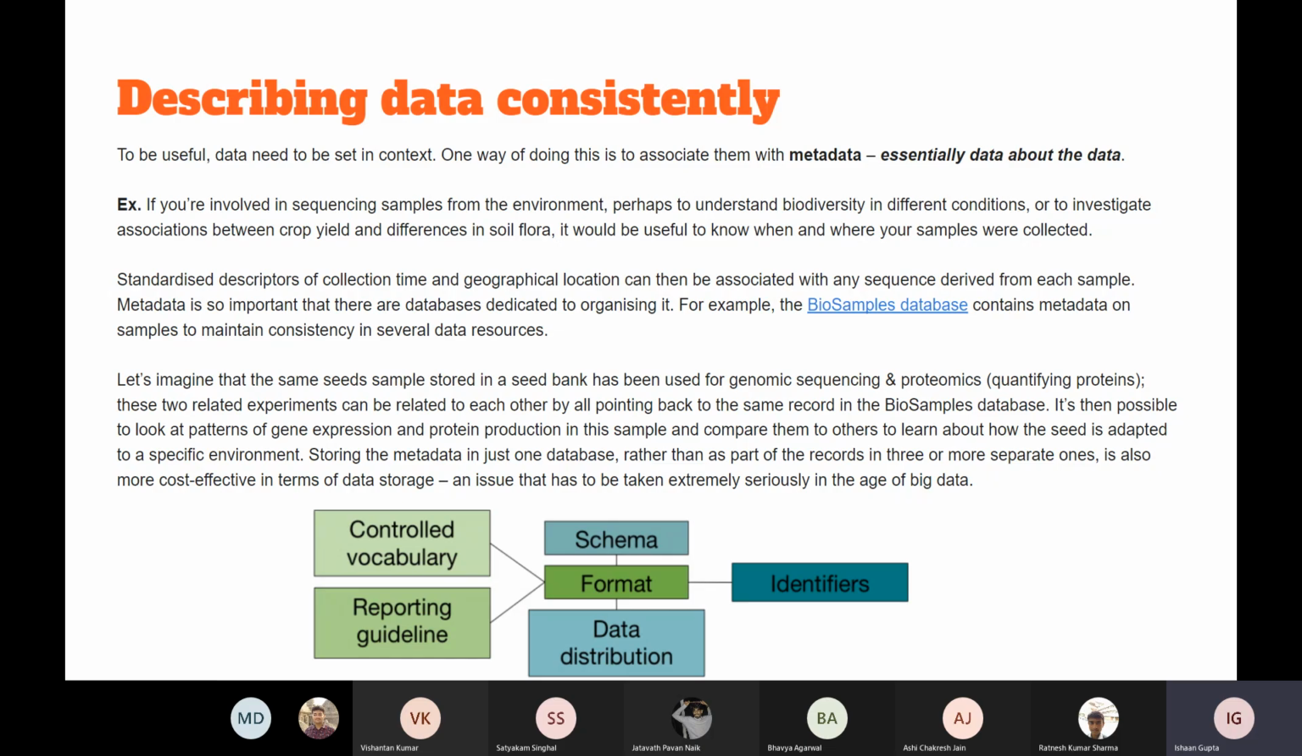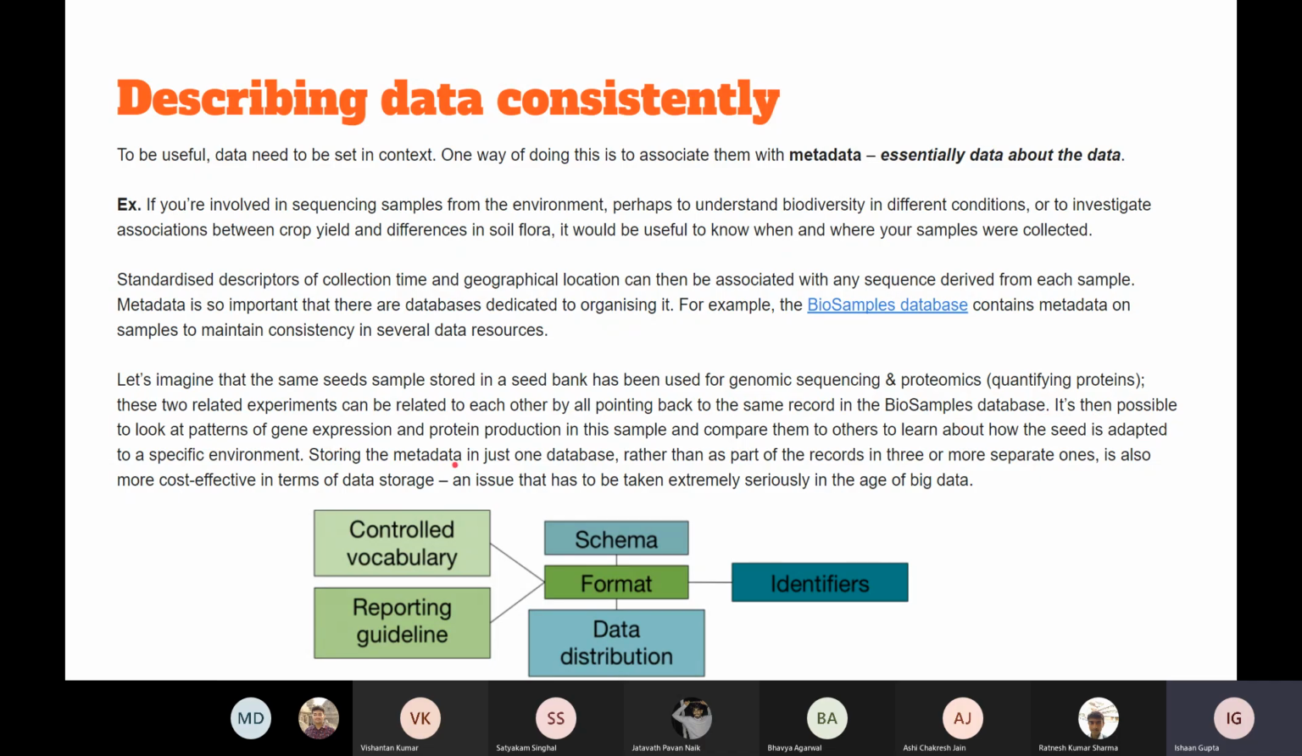All right, so now let me give you an example of how this thing works. Let us say that you have seed samples stored in a seed bank. Now these seeds have been used for DNA sequencing or genomic sequencing and proteomics, that is quantifying proteins in these seeds. These two related experiments need to be compared to each other. They are related, and they need to point back to the same biosamples database. The biosamples database essentially ensures that it collects information about these samples in a standardized format.